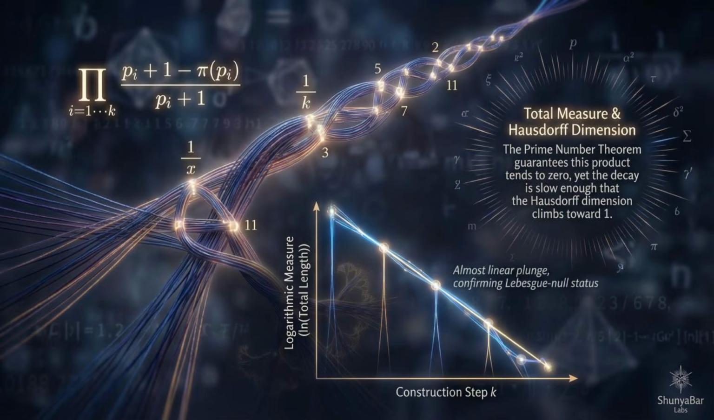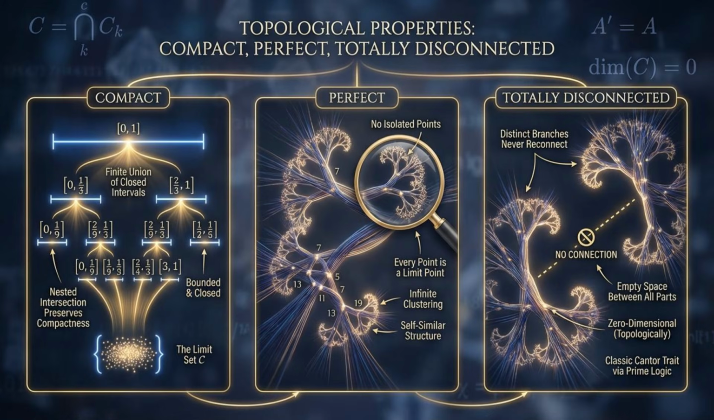The prime number theorem ensures that the total measure of the set tends to 0, confirming its Lebesgue null status. However, the decay is slow enough for the Hausdorff dimension to approach 1. The set shares the classic topological properties of a Cantor set. It is compact, perfect, and totally disconnected, reinforcing its fractal nature based on prime logic.